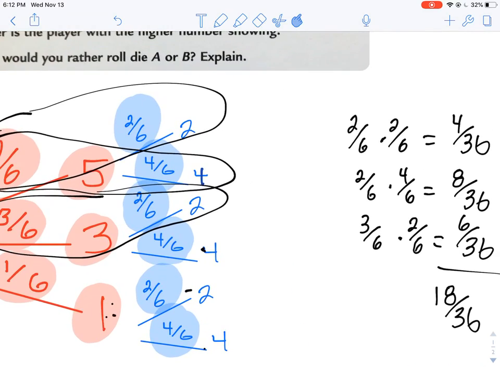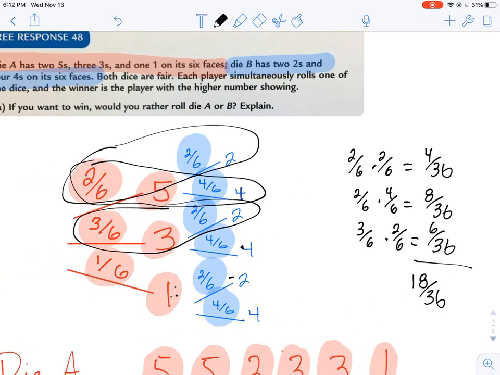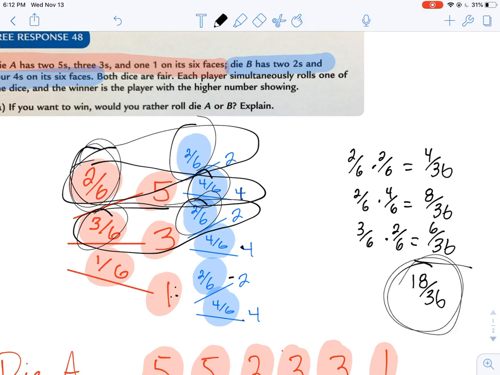And then I just calculated the probabilities. 2 out of 6 times 2 out of 6 gave me 4 out of 36. I'm multiplying here: 2 out of 6 times 4 out of 6 gives me my 8 out of 36. And 3 out of 6 times 2 out of 6 gives me my 6 out of 36. Guess what? If I add them all up, die A wins 18 out of 36 times, which means die B would win 18 out of 36 times.